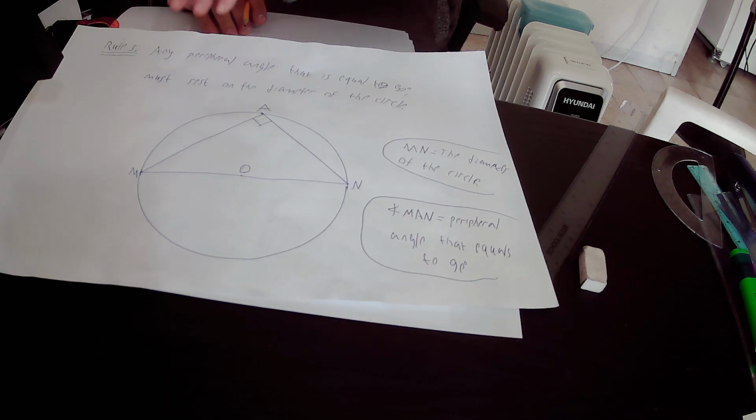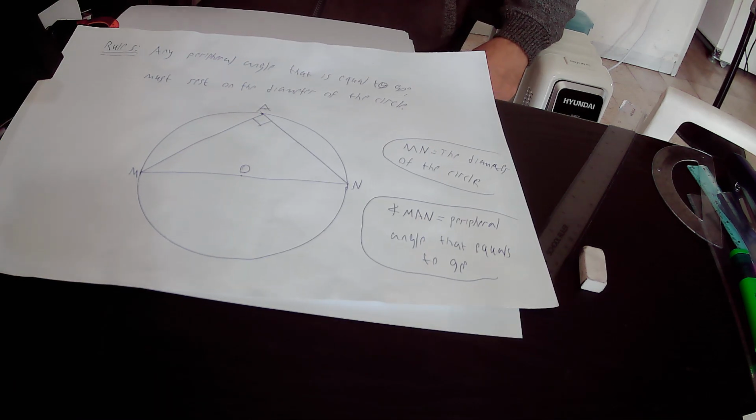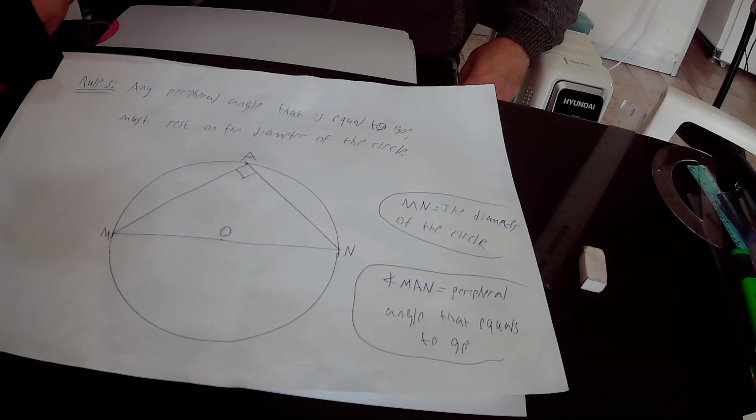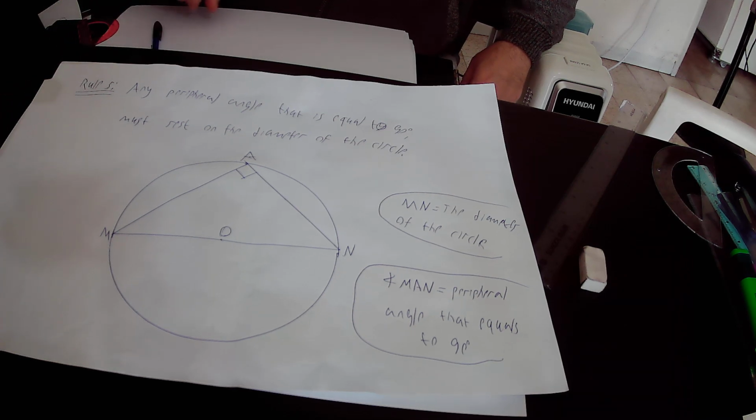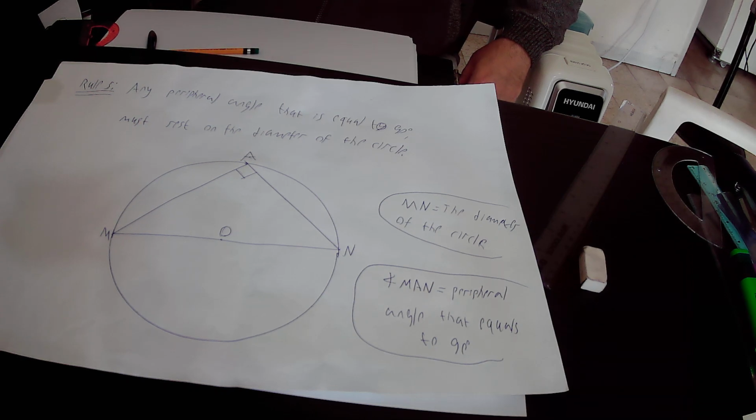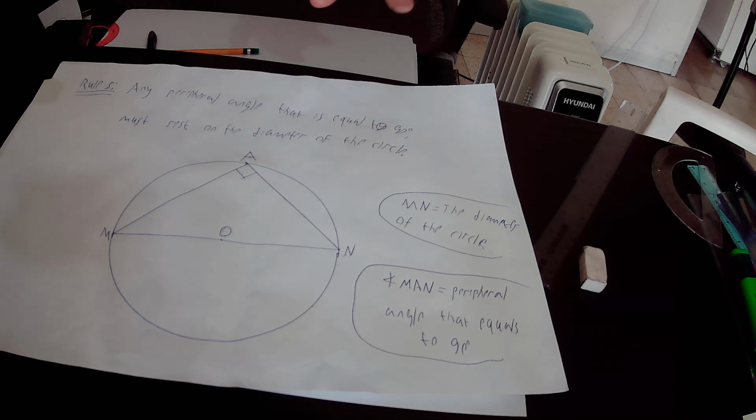According to rule number 5, any peripheral angle that is equal to 90 degrees must rest on the diameter of the circle. So in the drawing we have a circle. Inside this circle we have peripheral angle MAN, and this peripheral angle MAN equals 90 degrees in size. Therefore, according to rule number 5, this peripheral angle MAN must rest on the diameter of the circle.